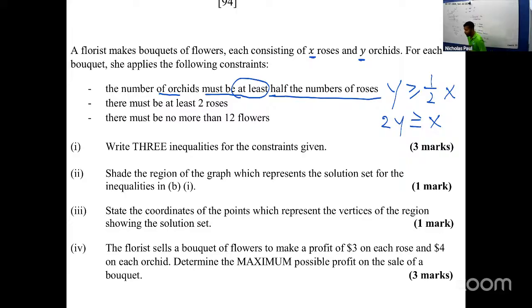Read the next two and get the inequalities. Read the next two little things and see if you can write down what the inequalities are. And then you'll draw them.